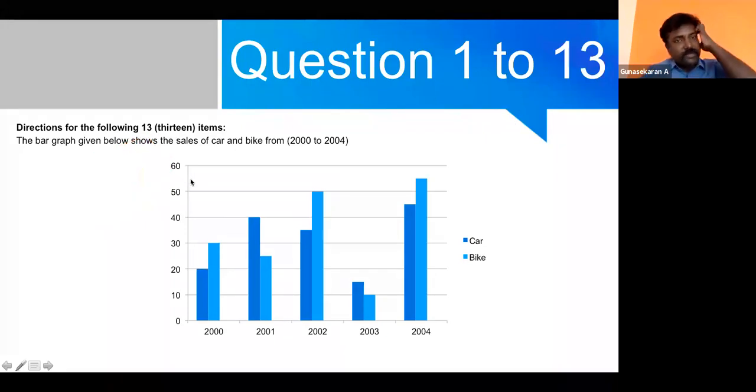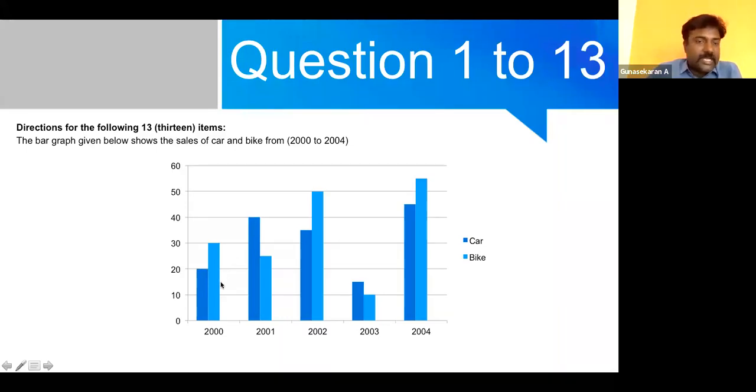The bar graph given below shows the sales of car and bike from 2000 to 2004. Car is dark blue and bike is light blue. Number of sales is on the y-axis and year on the x-axis. Based on that, first question, what is the answer?